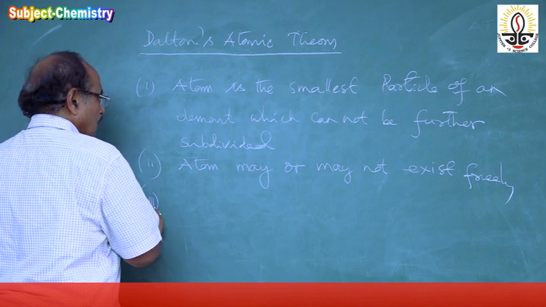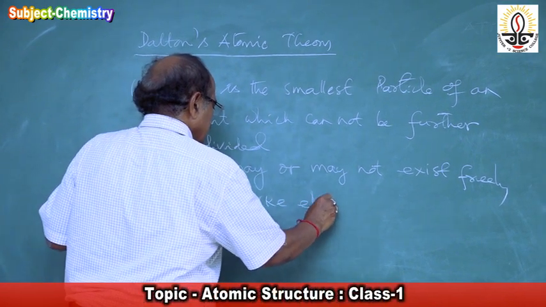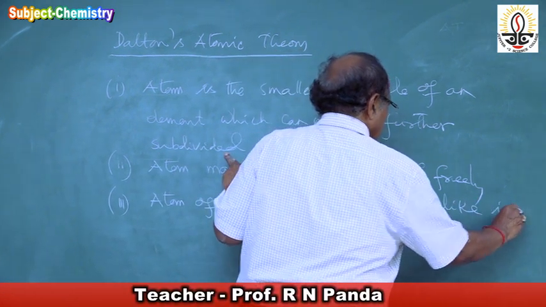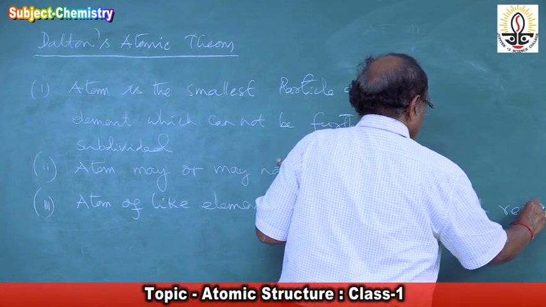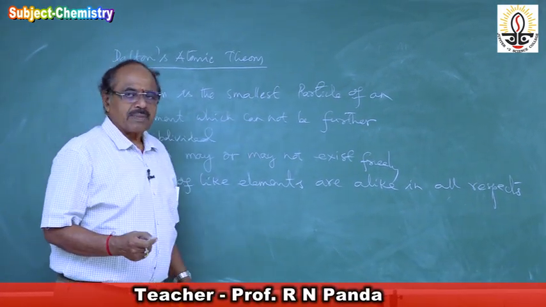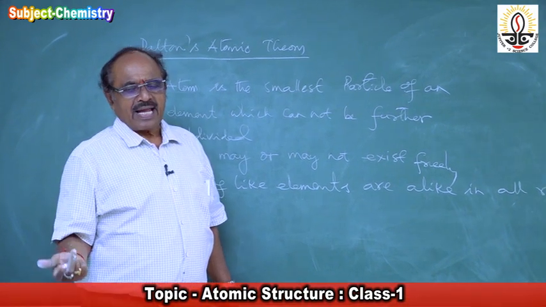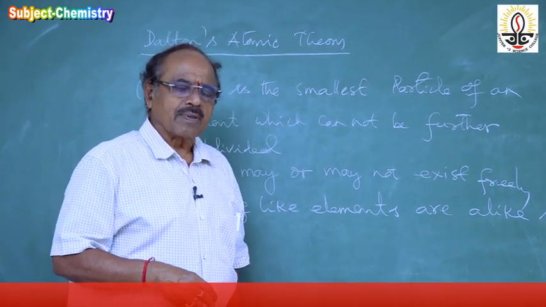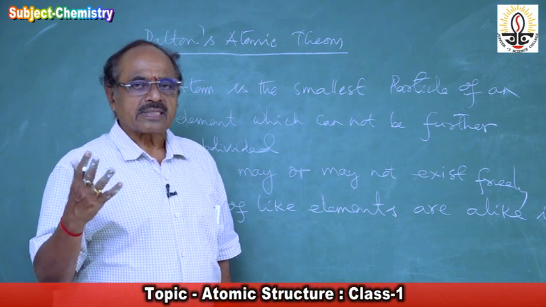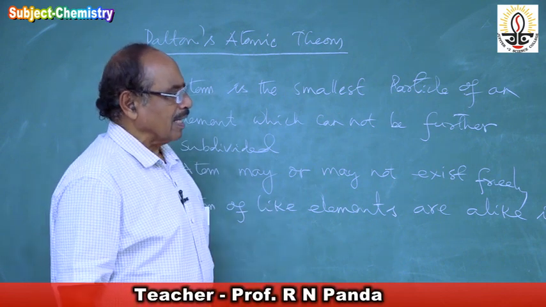Then third, atoms of like elements are alike in all respects. What is this? Atoms of like elements are alike means what? For example, we prepare oxygen. We take potassium chlorate and heat it to get oxygen. Then we can take manganese dioxide, and we can get oxygen. We can get oxygen by different methods, from different compounds and substances. But when you come to the property of the oxygen atom, they will have the same property only. So he says the atoms of like elements are alike in all respects.